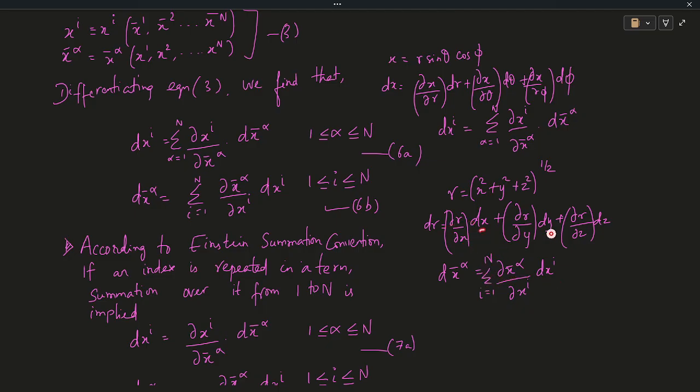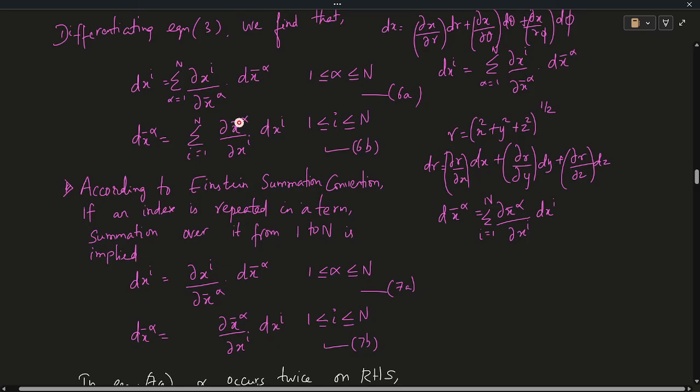Summation is involved. We know x, y, z are the older coordinates, so only the older coordinates vary. So the summation is happening in terms of i, because i varies from 1 to n. If we have three coordinates, the summation involves three terms. If we have n coordinates, then you have to have a summation over n terms. So we are taking this equation and writing it in this form, which is equation 6b.